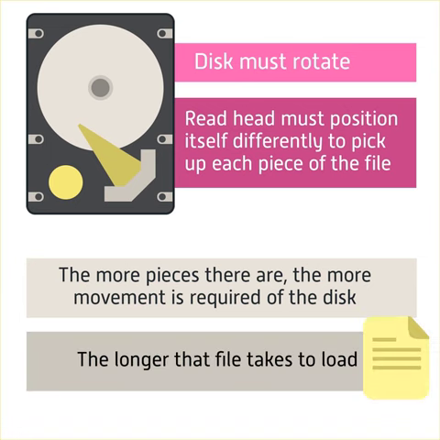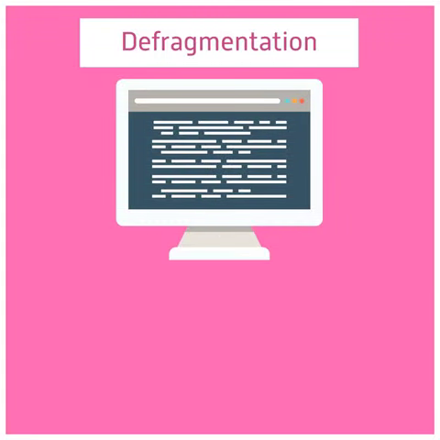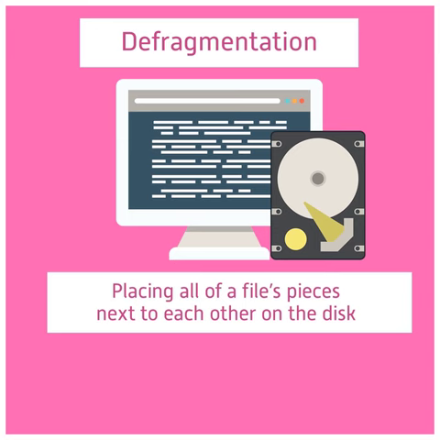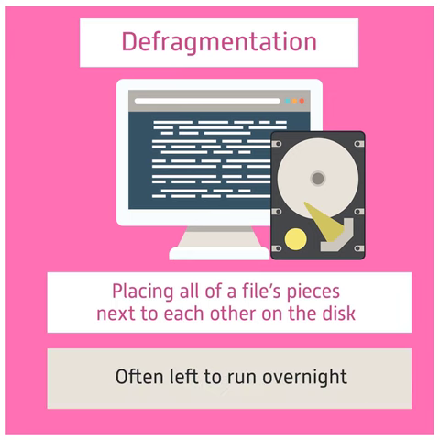The more pieces there are, the more movement is required of the disk, and the longer that file takes to load. A computer's defragmentation utility attempts to speed up access time by placing all of a file's pieces next to each other on the disk. This process would apply to an entire disk, not just an individual file, so it's often left to run overnight.